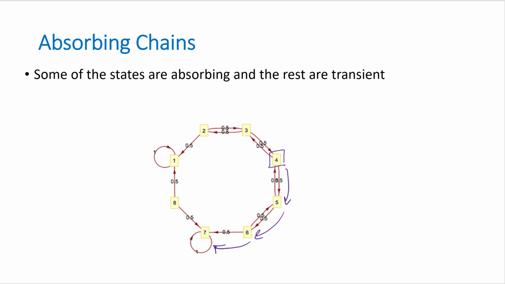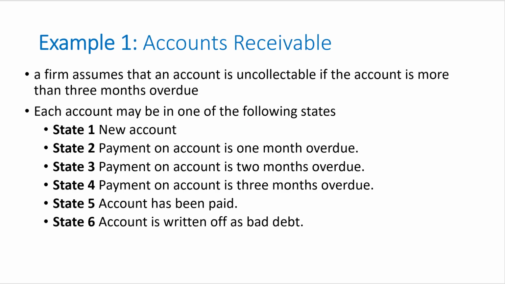Let's look at some examples. Example 1, accounts receivable. A firm assumes that an account is uncollectible, which is written off as bad debt, if the account is more than 3 months overdue. So we define 6 states for each account in this firm. State 1 is new account, it's in the first month. State 2, payment on account is 1 month overdue. So our time steps are in months.